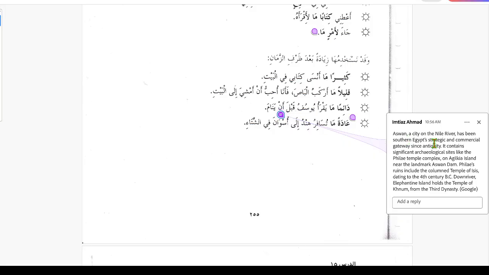Similarly, adatan ma tusafiru Hindu. Adatan means normally. So ma coming after normally means very normally, every time. Tusafiru Hindu, Hind travels; Hind is the name here. Ila Aswana, this is the name of the place, fi shita'i, in winter. I did some Google: Aswan is a city on the Nile River, looks like a historical city. So ma here is increasing the meaning of adatan, that means every winter Hind travels to this place. So that was the linguistics.